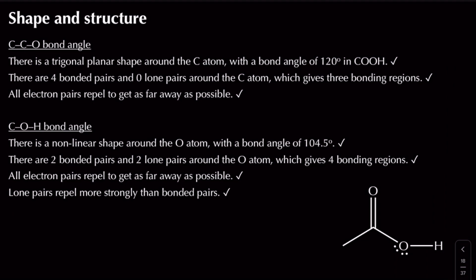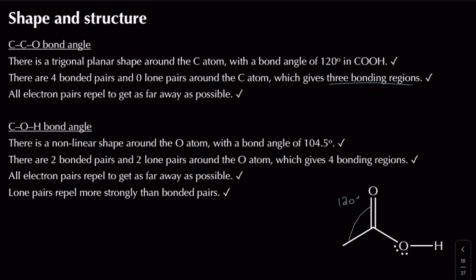Now, looking at our carbon-carbon-oxygen bond angle, we've got a bond angle of 120 degrees. Although you might think that we've got 4 bonded pairs and 0 lone pairs, which we actually do around the carbon atom, they're split into 3 regions of electron density, or 3 bonding regions. What that means is that they repel each other as much as they possibly can, so all electron pairs repel to get as far away as possible, and so we end up treating that double bond as a region of electron density. So all of these regions of electron density are going to repel as far as possible, and we approximately get a bond angle of 120 degrees.